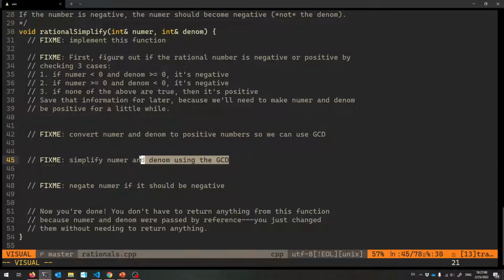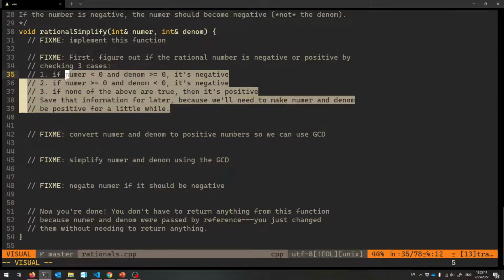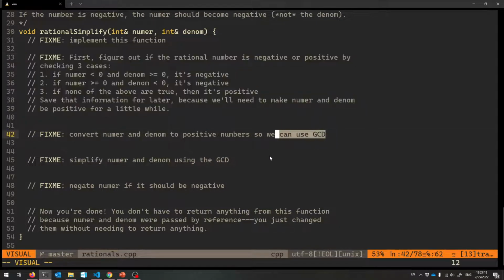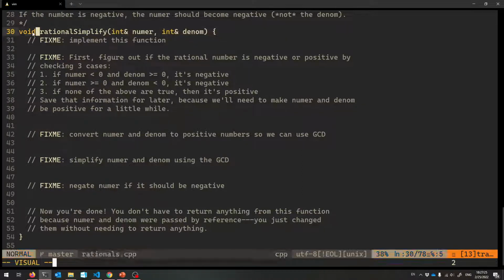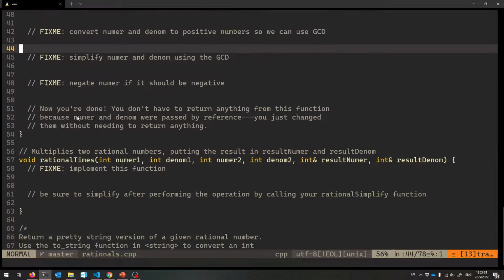And then you can use the GCD finally, simplify your fraction, and then multiply your numerator by -1, negate it, if you realize that, oh, I had a negative fraction. Because you have to get rid of that negativity for a second so that you can use GCD. Okay? And that is simplification. You're going to set these variables. You're technically not returning anything. You're just changing what was passed to you because it was passed by reference. Isn't that cool? So that's simplification.